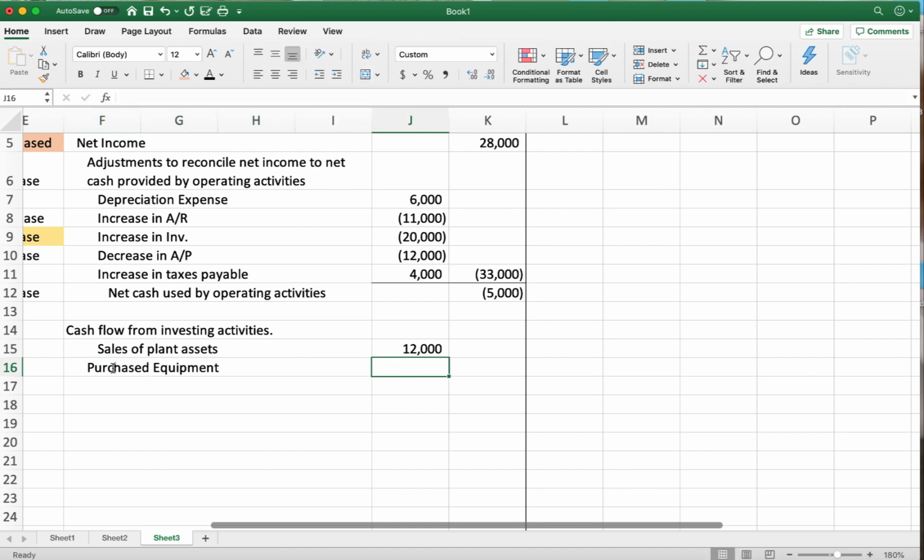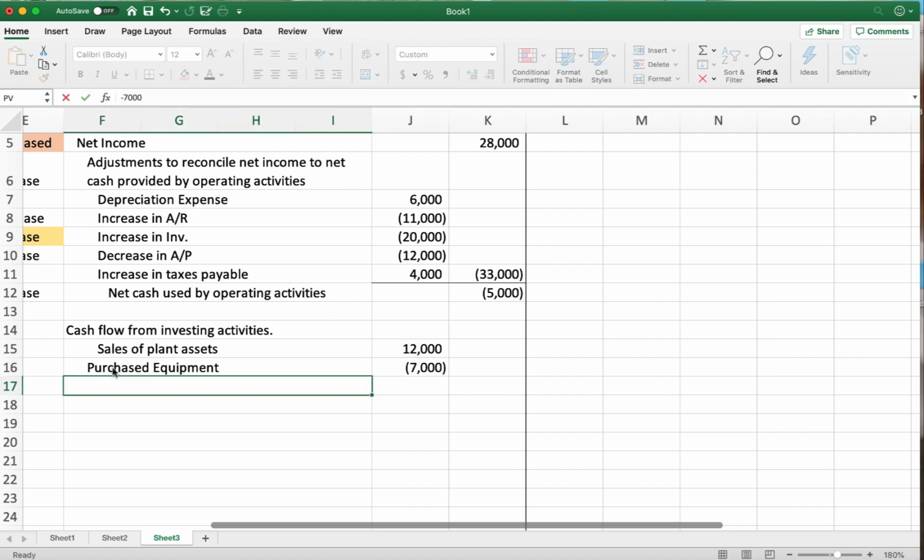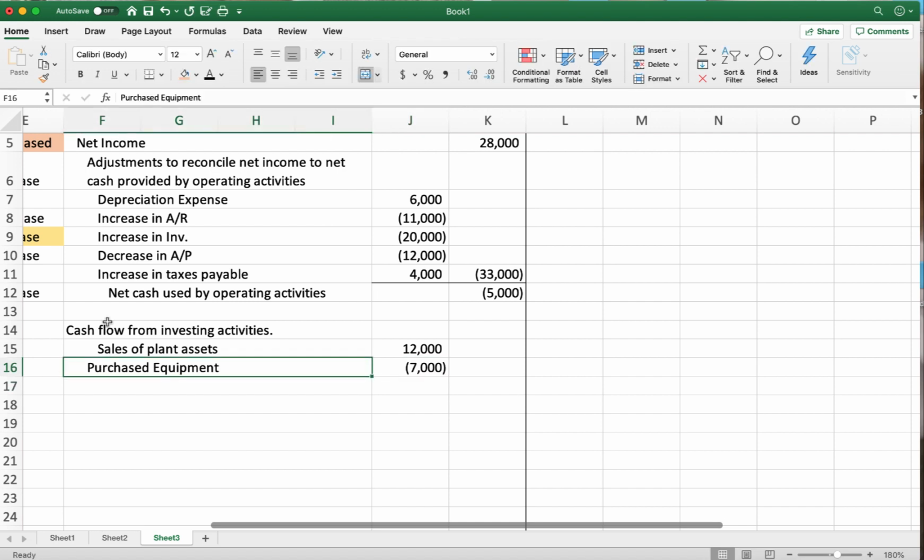And they told us that we purchased equipment for $7,000. Well, that's an outflow of cash, right? If we purchase something. So we need to figure out now what the net of cash flow from investing activities is.